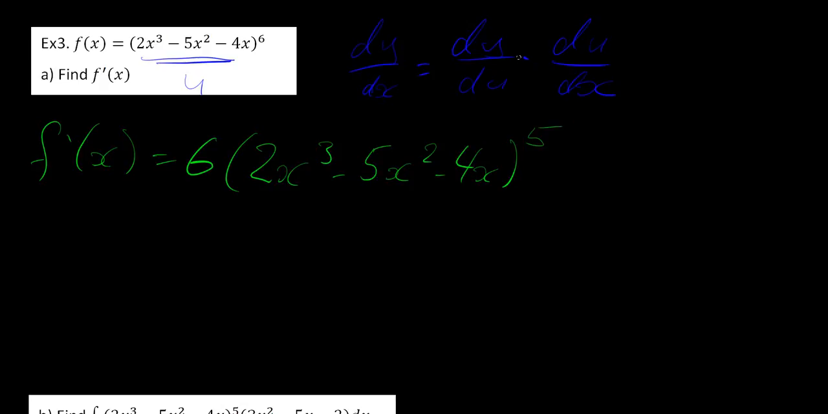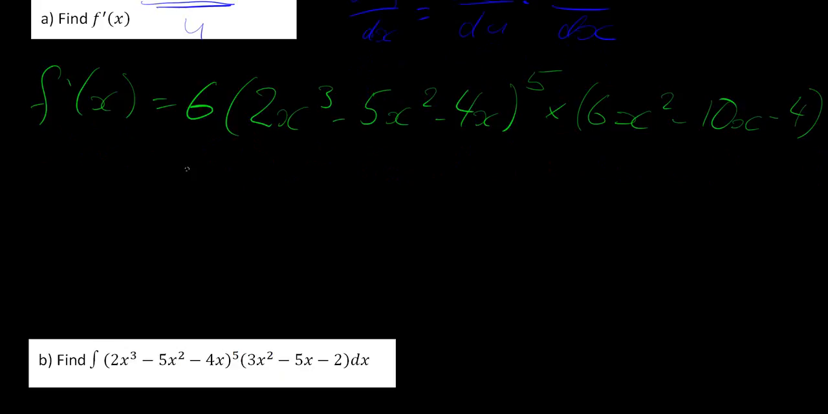But of course, if we use the chain rule over here, we must finish off by multiplying by the derivative of our substitution with respect to x. So we're taking the derivative of the cubic inside the bracket. So 2x cubed turns into 6x squared, minus 5x squared turns into minus 10x, minus 4x turns into minus 4. Okay, so from here, that can be your final answer if you don't want to factorize any further.